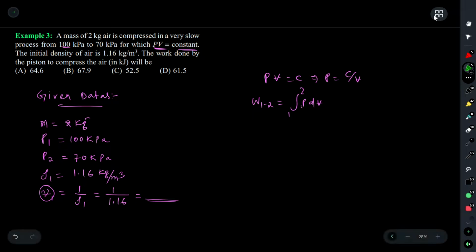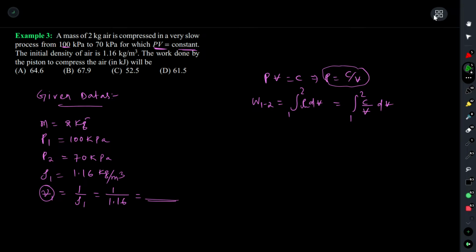Okay, so let us replace this P by this term. So I can write the integration from 1 to 2. Here 1 represents state point 1, that is the initial condition, right? And 2 represents the final condition, that is state point 2, right? And P will be replaced by C by V, and dV was initially there.